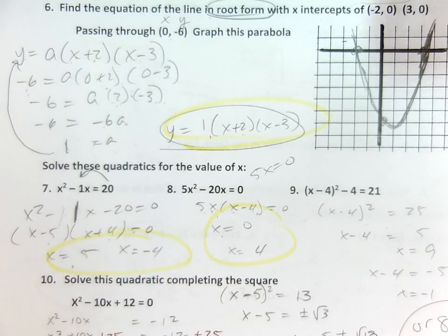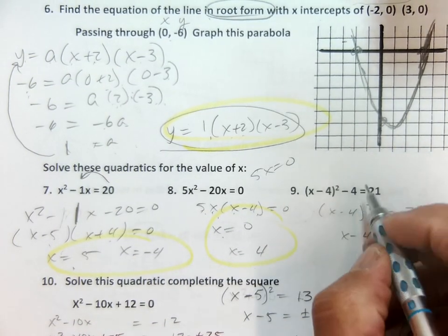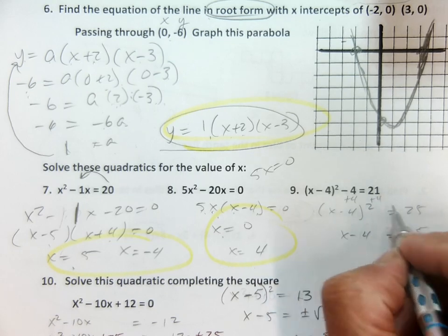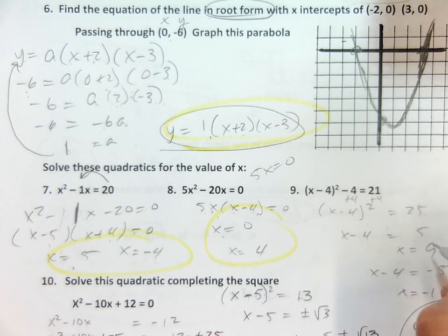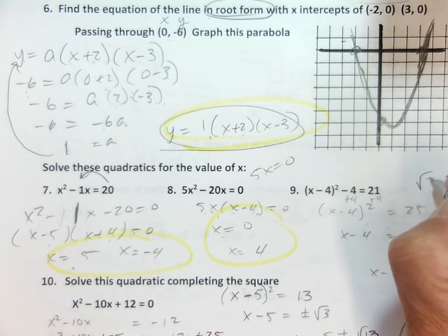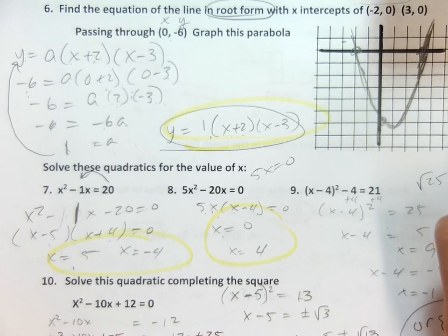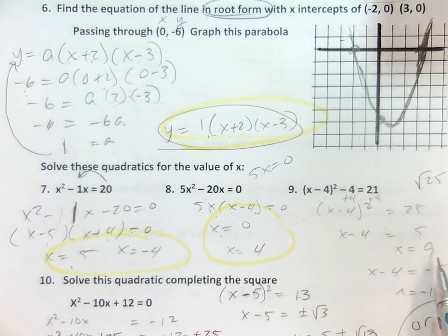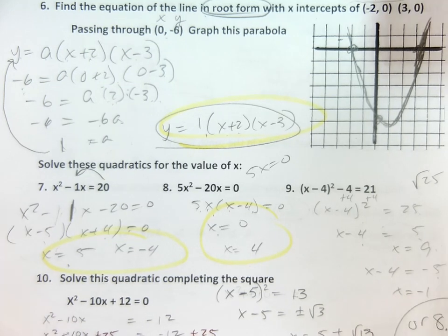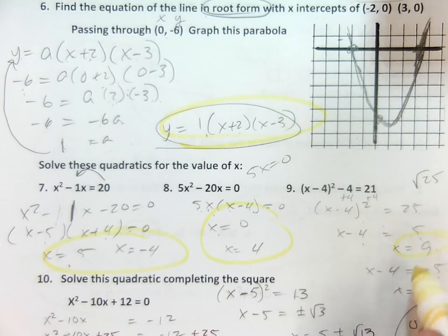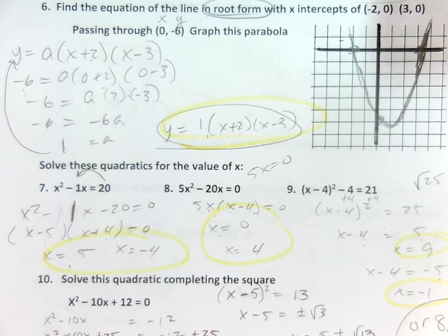9, I added 4 first, went plus 4, and I got 25. I square rooted, and the square root of 25 is going to be plus or minus 5. So I made it equal to 5 and to negative 5. Plus 4 plus 4, I get 9. Plus 4 plus 4, I get negative 1, okay?